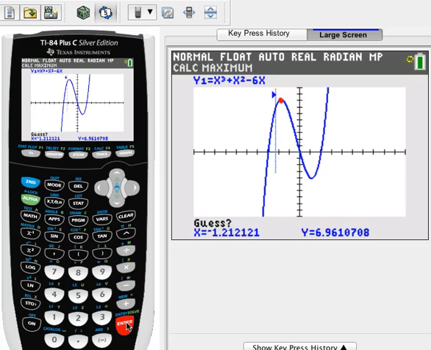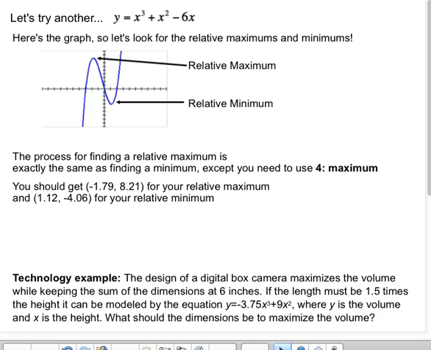And it's telling me negative 1.79 approximately and 8.21. Okay, so in your notes, I believe I already gave you that value. So your calculator should be saying this. So that is your relative maximum. You would indicate it as the point. All right?